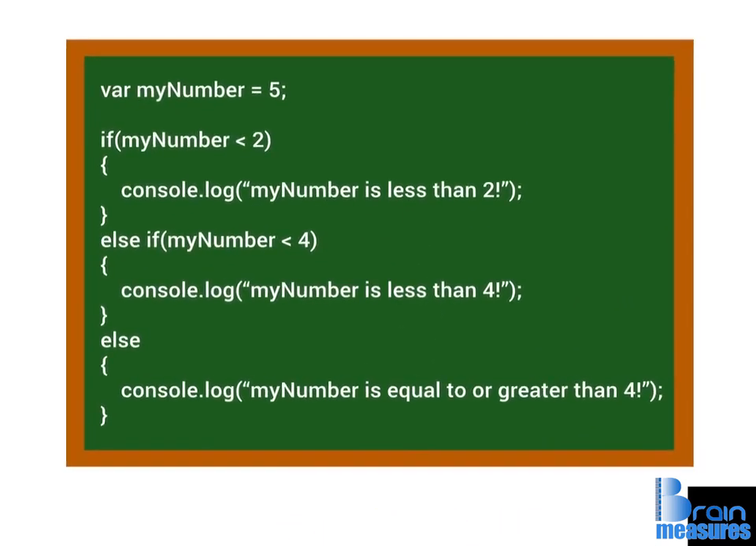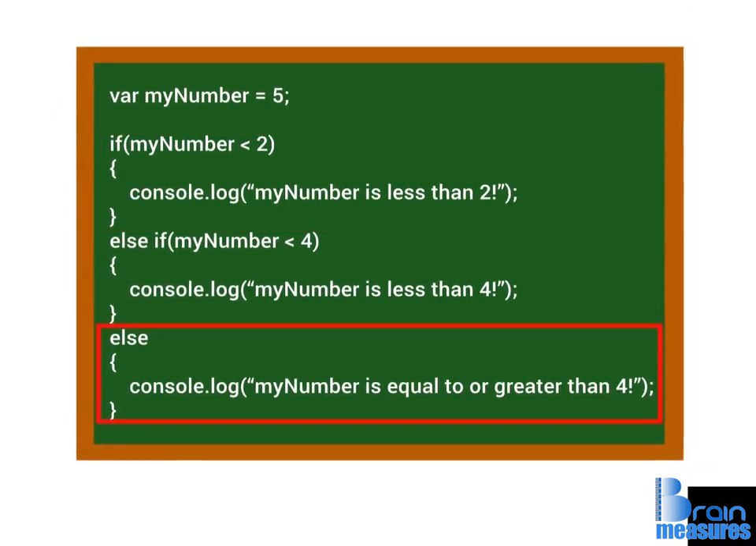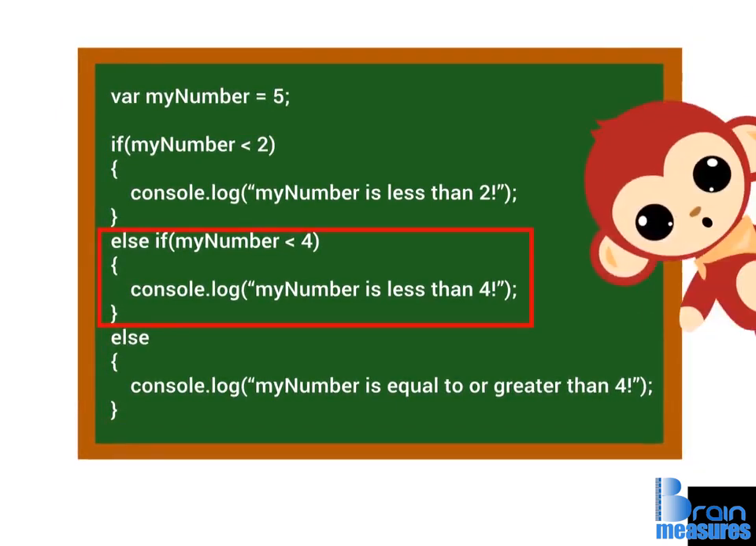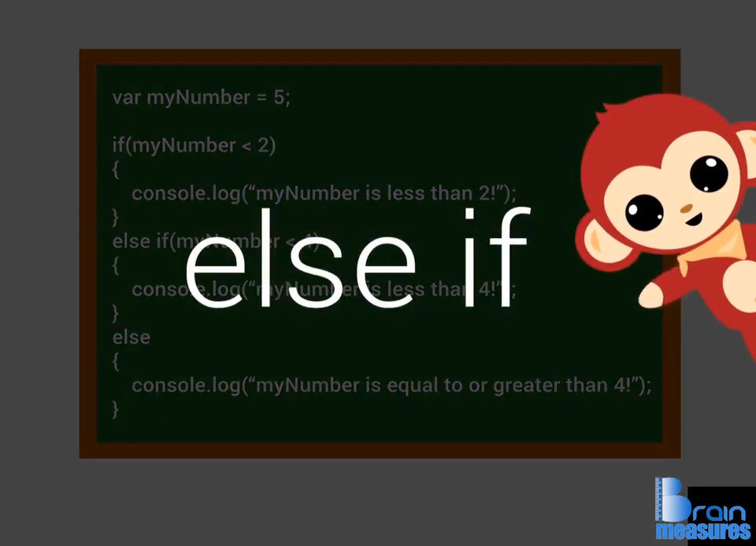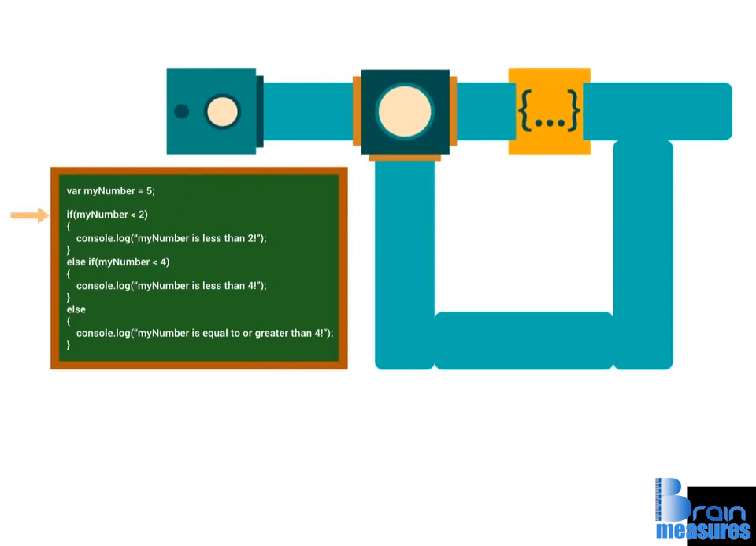Most of the code here should be familiar to you. We have an if statement here and an else statement here. But what is the middle code block for? That's the else-if statement. Let's see how this big logical statement works. We start by checking the first condition. Since the variable myNumber holds the value 5, the first condition is false. What do we do next?